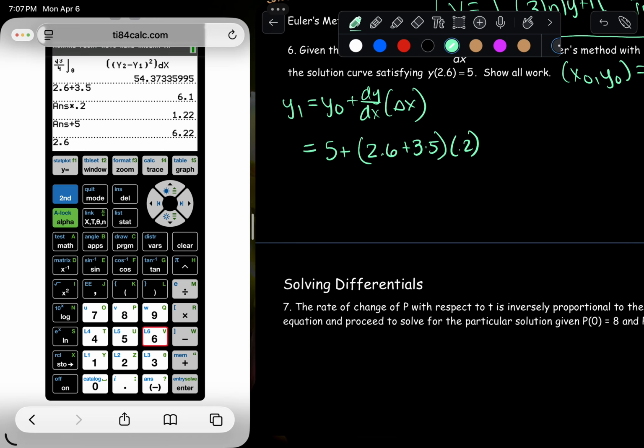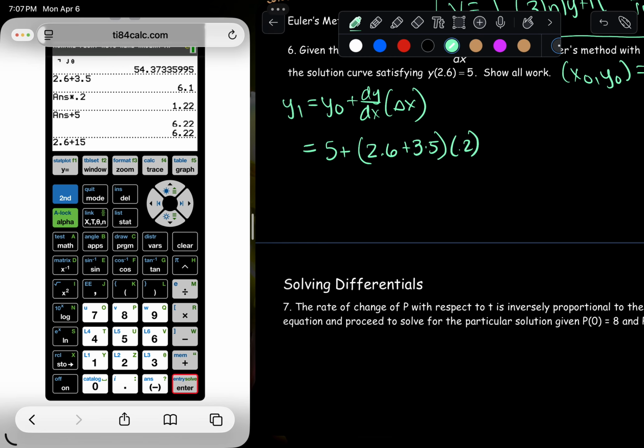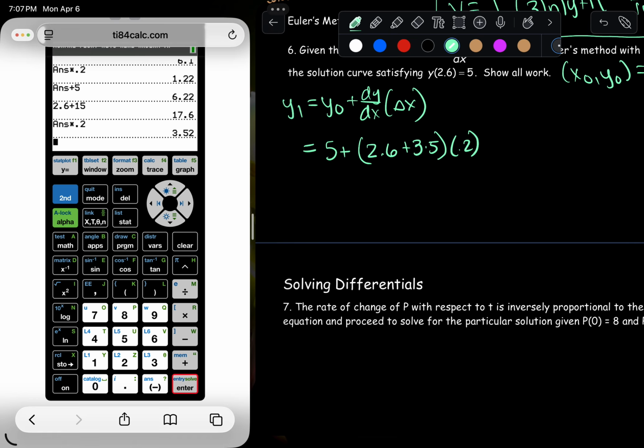Hold on, let me try that one more time. 2.6 plus 3 times 5. Okay, so plus 15. I saw that as a decimal. My bad. And then times 0.2, and then plus 5. So we get 8.52.